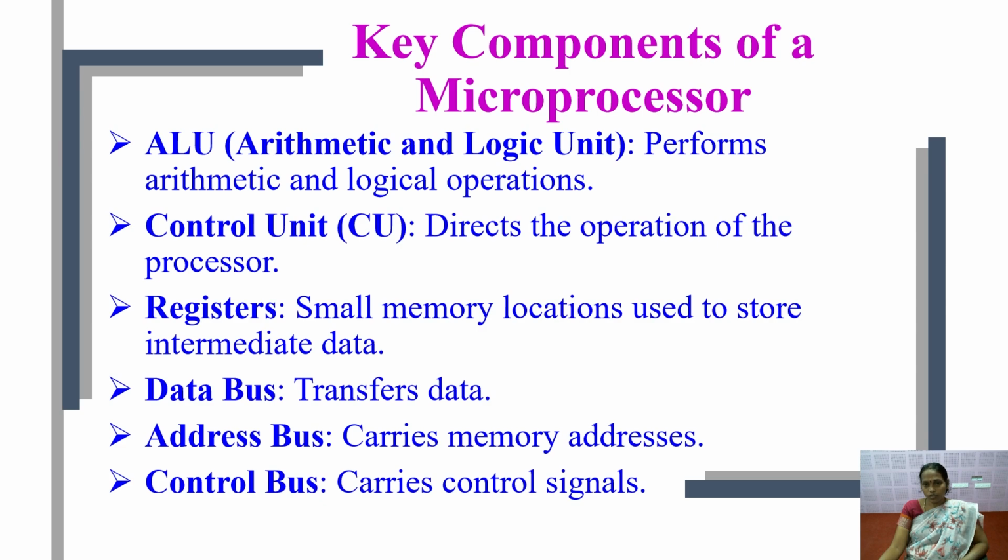The arithmetic logic unit is used for arithmetic operations such as addition, subtraction, etc. The control unit is used for operations like logic gates, NOR, XOR gates. A register is a small memory location used to store intermediate data. The data bus is used to transfer data from one place to another. The address bus carries the memory address of the data. The control bus carries the control signals.